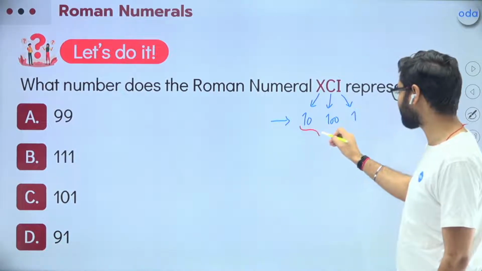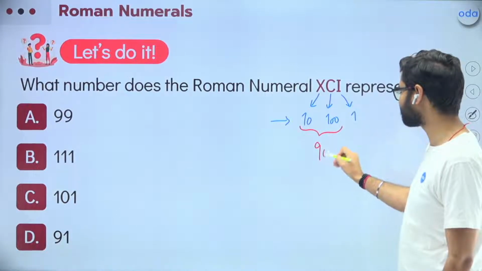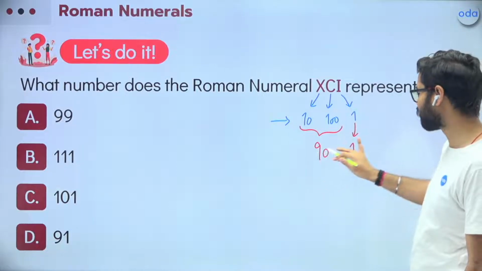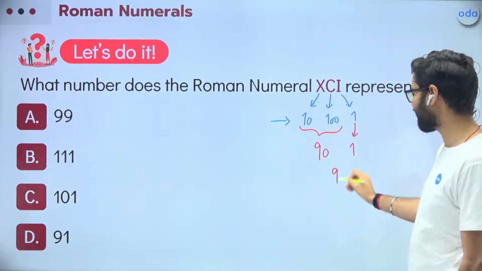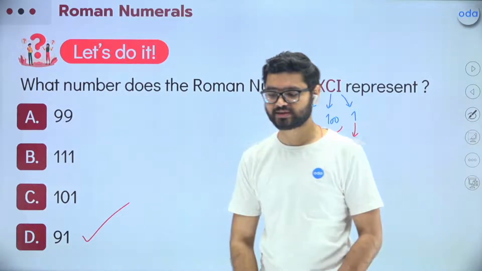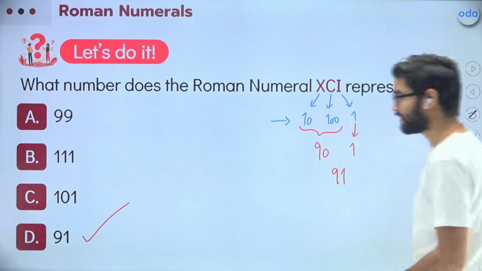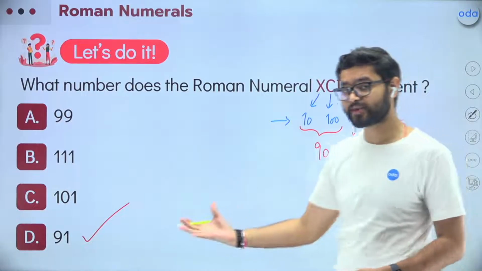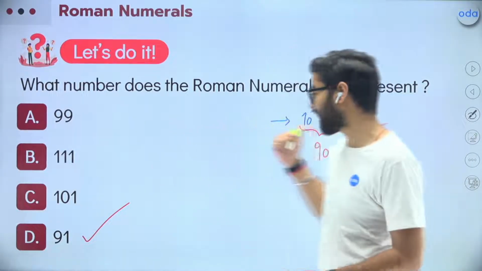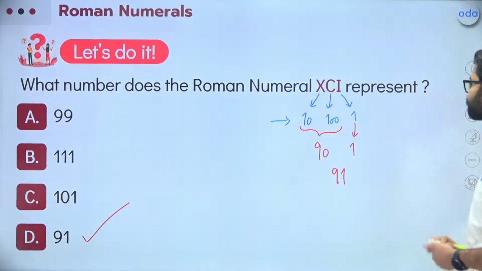We will do the subtraction. It will be 90. And this number 1. Now we have bigger on the left, smaller on the right. It will be addition, 91. And what we have learned today, we are going to use in the next question.